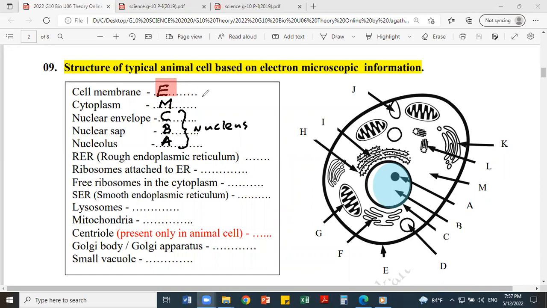The next one, RER. What is RER? Rough endoplasmic reticulum. That is a network-like structure around the nucleus, called rough endoplasmic reticulum. That is capital I here. And there are some dots attached to this. We call them ribosomes. Capital H here. Capital H, ribosomes.